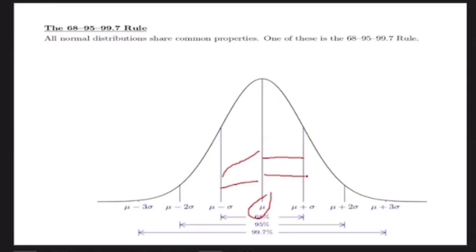Okay? And that is going to take us to Chebyshev's rule. Here we're talking about the empirical rule. The empirical rule applies to normal distributions. Does that make sense? Now, if I want to look at a larger area, two standard deviations away, that would be a larger area, right? We believe 95% of the observations will fall within two standard deviations.